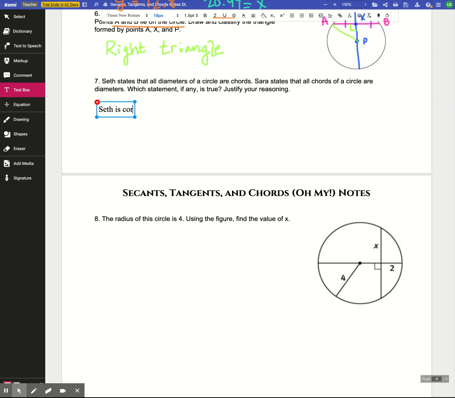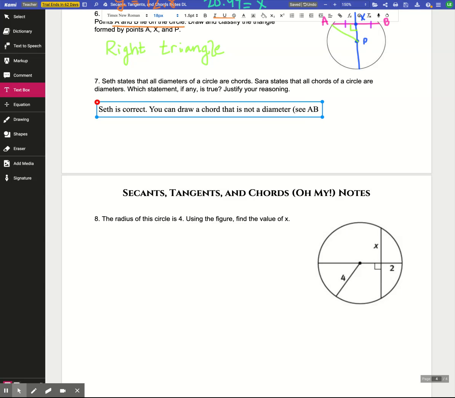Seth is correct, and then I have to justify my reasoning. There's lots of different ways you can justify this, but I think the easiest way is that you can draw a chord that is not a diameter.